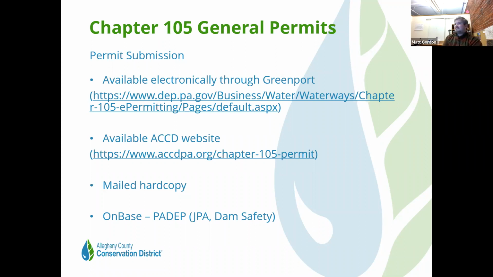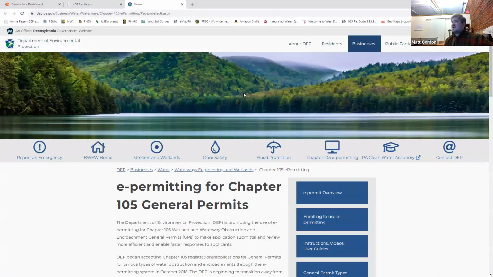Permit submission has become much more varied over the last 5 years. There are a combination of things that were already underway and the pandemic that has changed things. I think first and foremost, DEP since 2018 has launched e-permitting through Greenport, available electronically. We've been registered since 2018. To this point, we've reviewed 5 general permits, 105, through the Greenport e-permitting system.